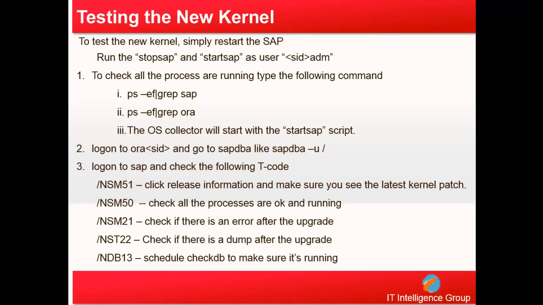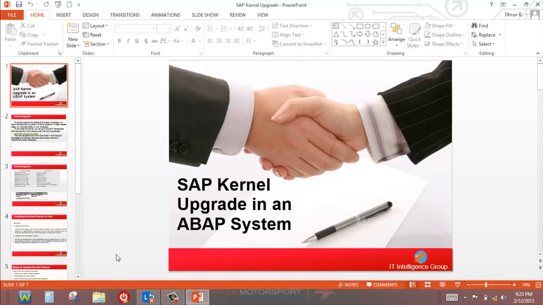Next, we need to validate whether the kernel that we have upgraded, the patch that we have applied, is in working condition or not. To do that, we run stop SAP, then start SAP as user cdadm, and to make sure that SAP has started properly, search for the processes, SAP or ora, to make sure that it is up and running. Then there are a few commands that you can use. We can log into SAP and check whether SM50 is working, SM51 is working, SM21 is working, ST22 is working, and DB13 is working. These checks give an indication of whether the system is working properly after the kernel upgrade or not. Okay, that's all I wanted to cover in this particular training session.